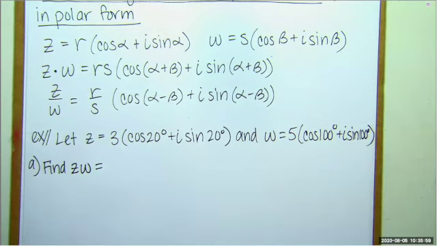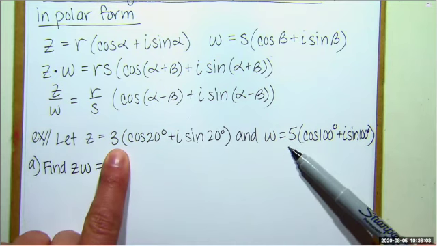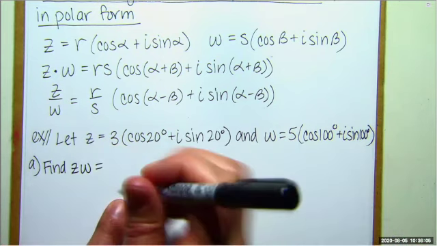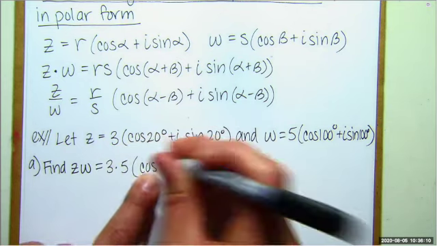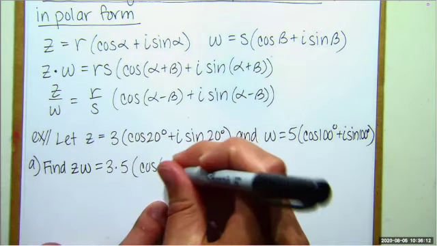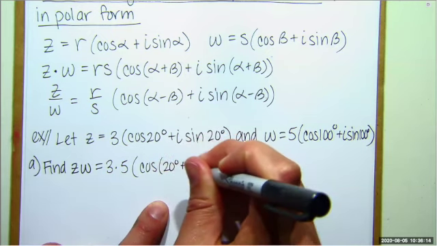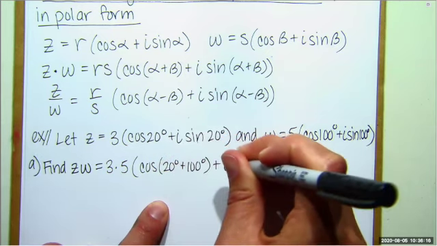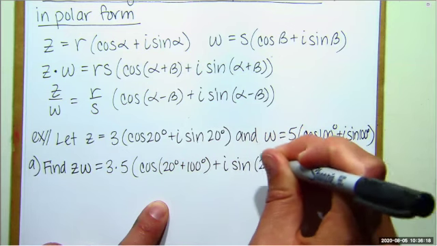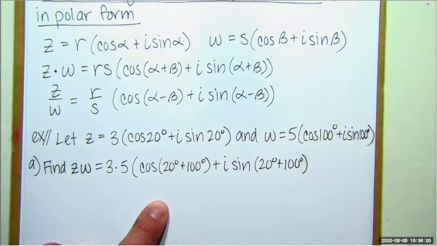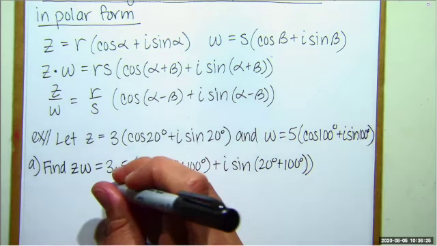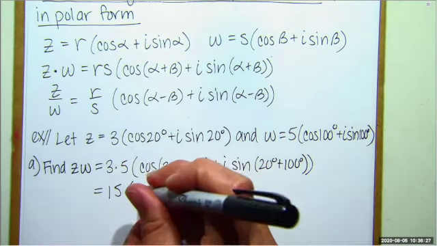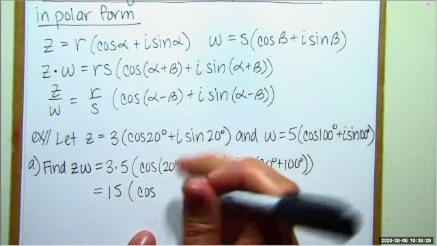Okay, so our theorem up above says that if we multiply these two complex numbers together, we should multiply this 3 times this 5, so that goes out in front. And then we have cosine of the sum of these two angles, so 20 plus 100, plus i sine of 20 plus 100. So 3 times 5 is 15. 20 plus 100 is 120.